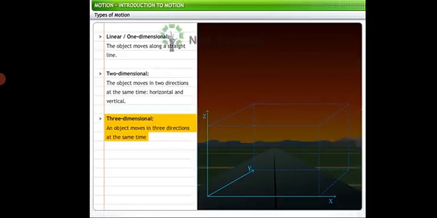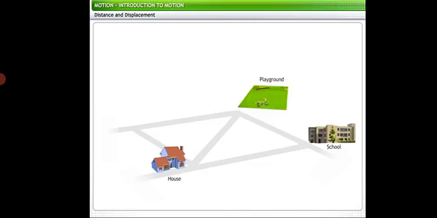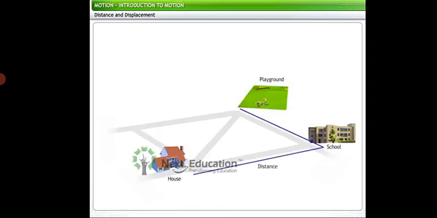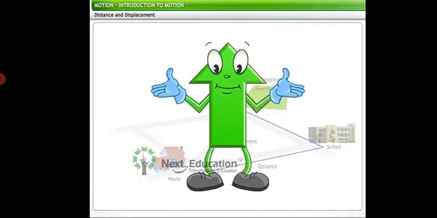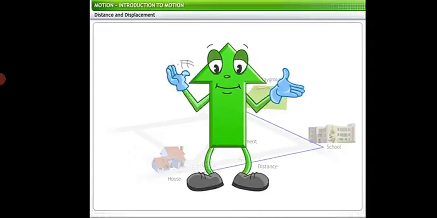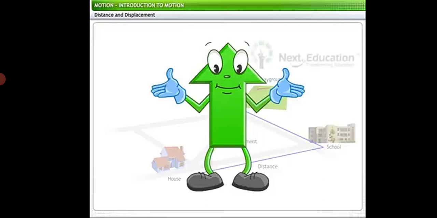In this lesson, we will cover motion along the linear path in detail. You can measure the magnitude of movement of an object using two quantities, distance and displacement. I am called the displacement. I will always show you the shortest distance between the initial and final points, the aerial distance between two points.